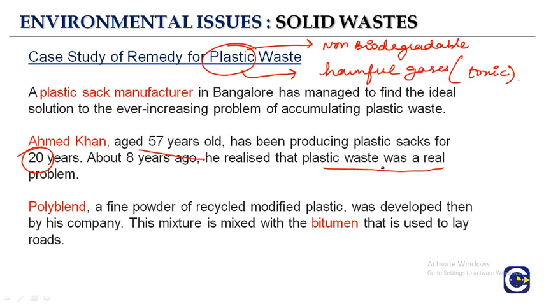So there was a polyblend. What is polyblend? Polyblend means a fine powder of recycled modified plastic. If you make plastic into powder form and make it with recycled modified plastic, that becomes a polyblend, which was developed by his company. The mixture is mixed with bitumen. So bitumen is mixed with the modified plastic, which is used to lay on the roads. They mixed it with the bitumen and used it in making roads.